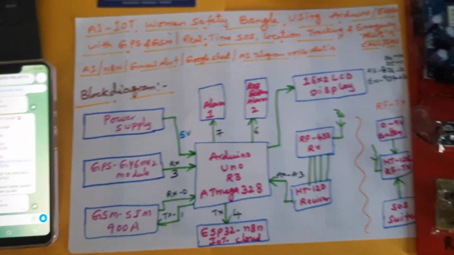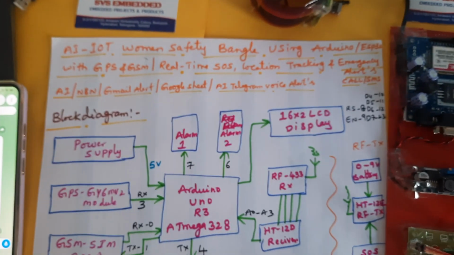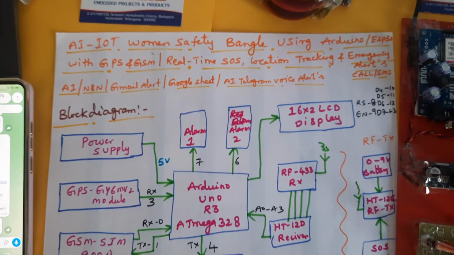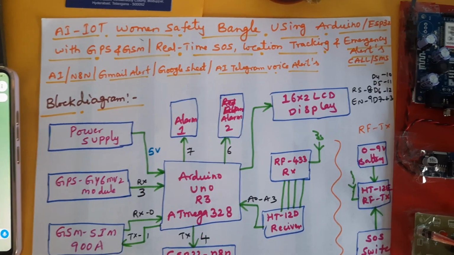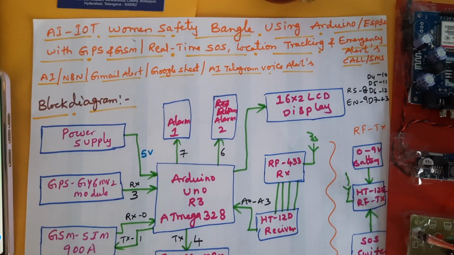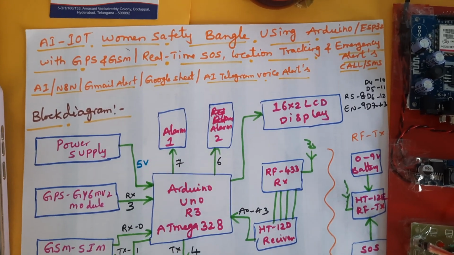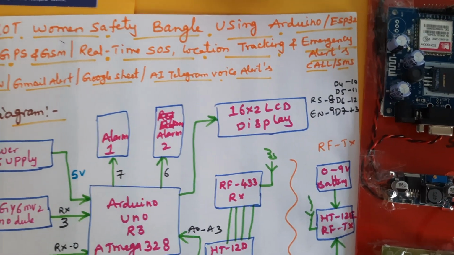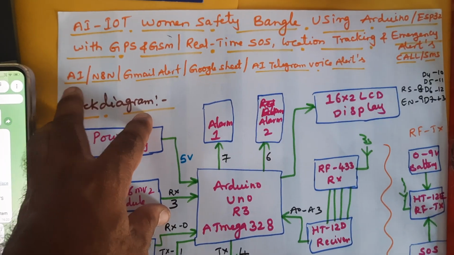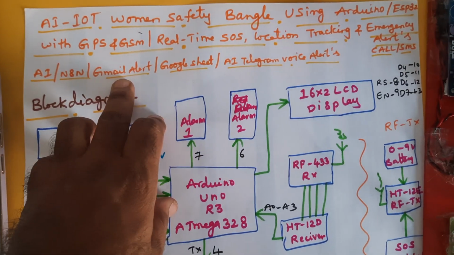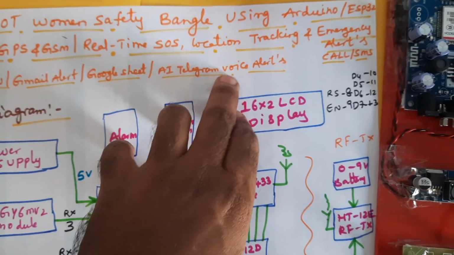The project title is AI IoT Women Safety Bangle using Arduino ESP32 with Google Maps GPS, GSM, real-time SOS location tracking, and emergency alert, call alert, SMS alert. And we are using the N8N cloud server, cloud AI N8N, Google Sheet, Gmail alert, Google Sheet, AI voice alert.